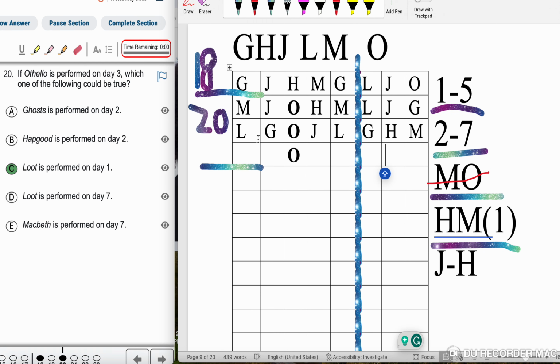So right now I have created 2 worlds so that we can get a better choice which could be true. So for question 20, it says that G is performed on day 2. That could be true, so we can go ahead and leave that. It says H is performed on day 2. We don't see that. L is performed on day 1. That could be true. L is performed on day 7. We don't see that. M is performed on day 7. We do see that. So it's between these 2 that we don't see.